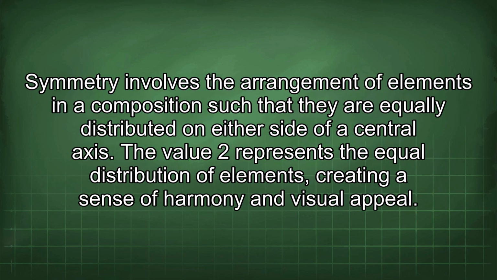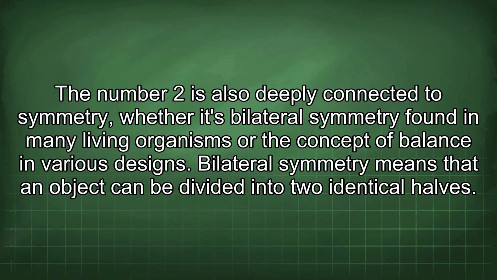Symmetry involves the arrangement of elements in a composition such that they are equally distributed on either side of a central axis. The value 2 represents the equal distribution of elements, creating a sense of harmony and visual appeal. The number 2 is also deeply connected to symmetry, whether it's bilateral symmetry found in many living organisms or the concept of balance in various designs.